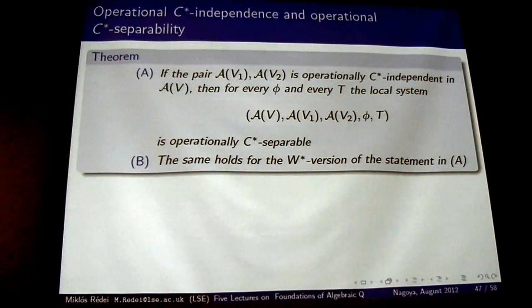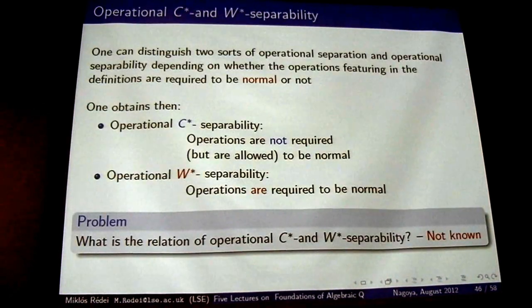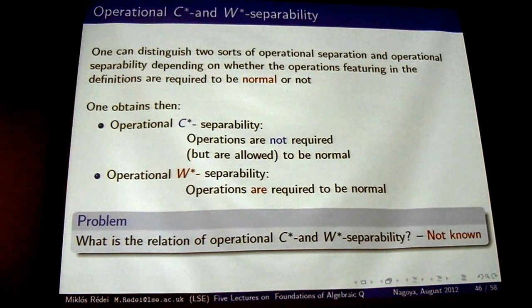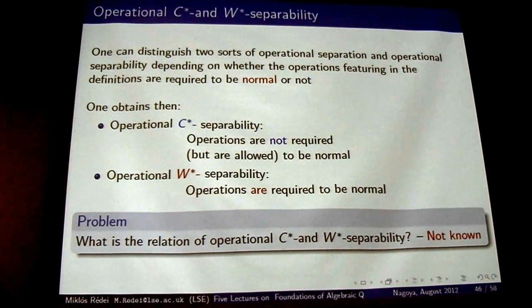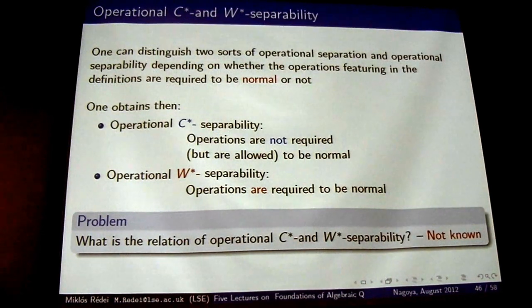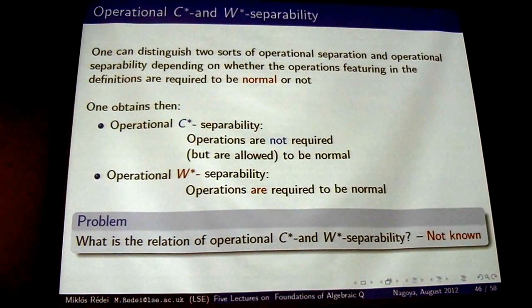And, okay, before we go on, you now ask the question whether quantum field theory local systems are such that they are operationally separable. You would want this to be the case. I claim that this is the case. Operational separability actually holds typically for local systems. And the way to show that is to relate this operational separability to operational independence. That's what I'm going to do.